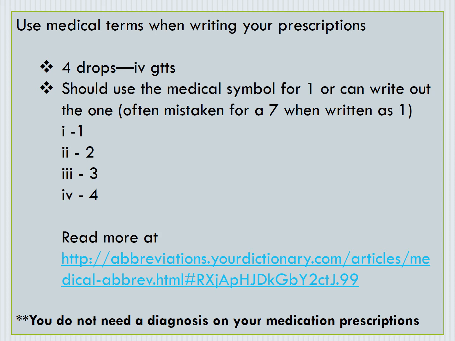Using medical terms is really important when you're writing prescriptions, not only for accuracy, but for professionalism. So if you're writing 4 drops, you would use the 1 and a V with the drops. You can use medical symbols for 1, or you can write it out, but you don't want to just put 1. The problem is it's mistaken for a 7 when you write it just as a 1. These are some symbols for 1, 2, 3, and 4, and you can have a look at this link here where there are some abbreviations for this. And you do not need a diagnosis on your medication prescriptions.